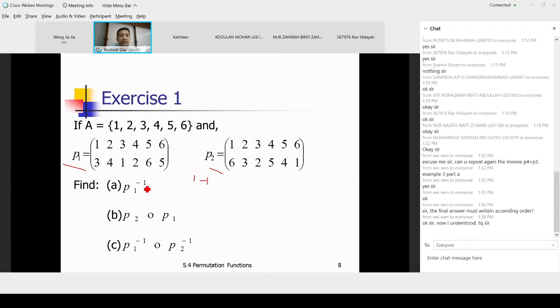Now, refer to P1, do the inverse process. Once we inverse P1, it will be 3, 4, 1, 2, 6, 5 on top of 1, 2, 3, 4, 5, 6. We change the position. Now we rearrange back to the ascending order: 1, 2, 3, 4, 5, 6. So we look at the pairs. 3, 1. 4, 2. 1, 3. 2, 4. 6, 5. 5, 6. So this is the answer.